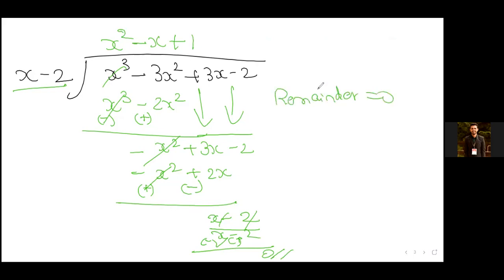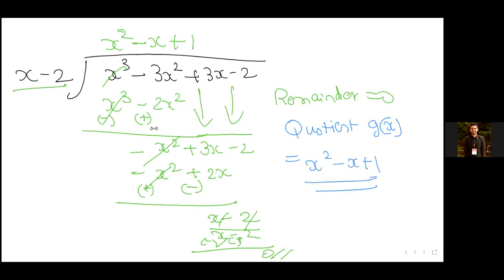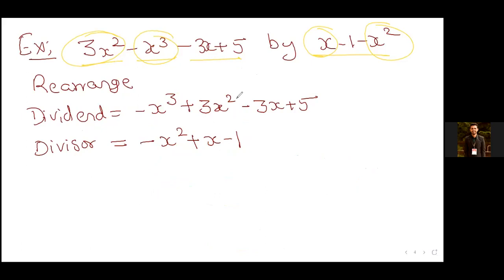Remainder is 0, and when the remainder is 0, we stop the division process and we write the quotient. The quotient we obtained, that is g of x, is nothing but x square minus x plus 1. This is the term that we need to find out. Clear? Yes, good.